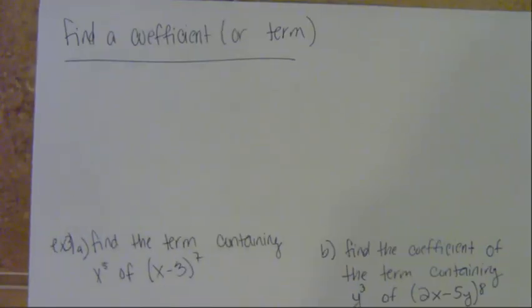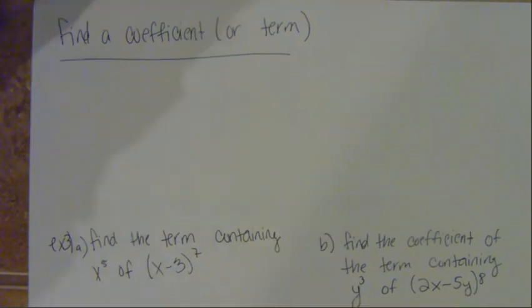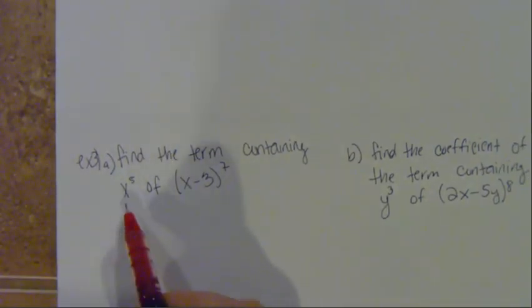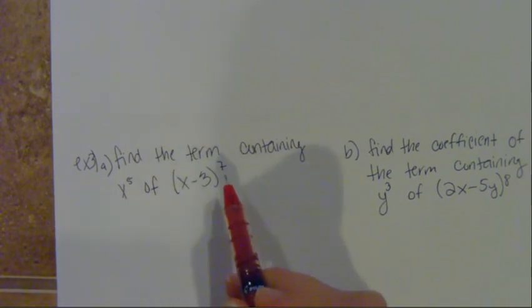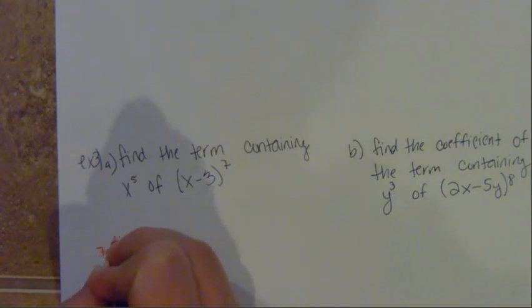All right, so we're actually going to come back to the formula, if you will, on finding a coefficient or a term. I think it makes a lot more sense if we just do it. So we know a lot of our patterns right now. If I want to find the term containing x to the fifth of this, because it's a 7, we're going to have 7 choose.